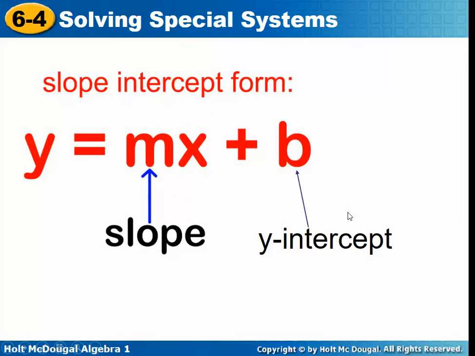This is a reminder of slope-intercept form of a line. If it's written in y equals mx plus b form, the m, the number in front of the x term, is the slope, and the number that's added or subtracted at the end is the y-intercept, just to review.